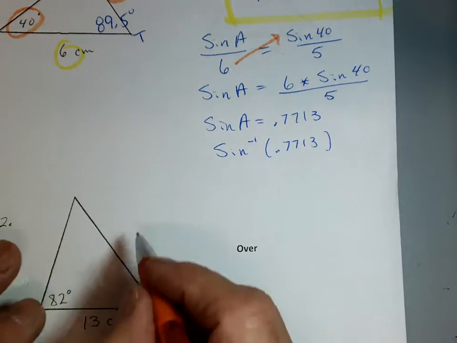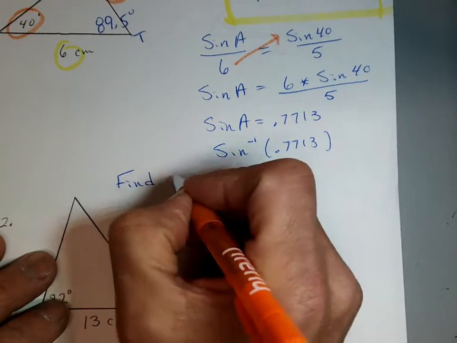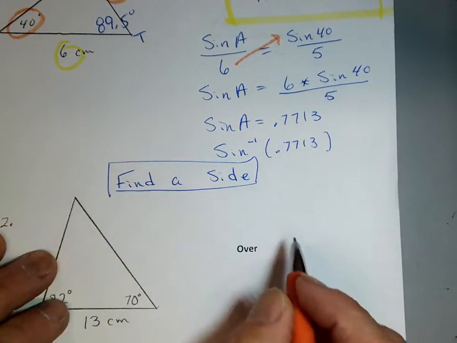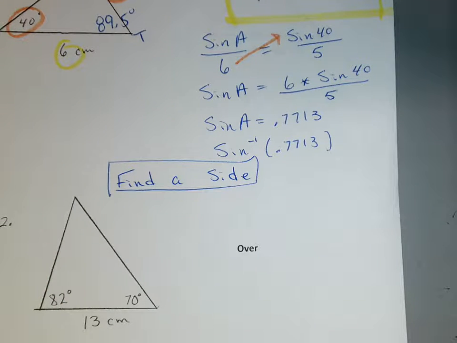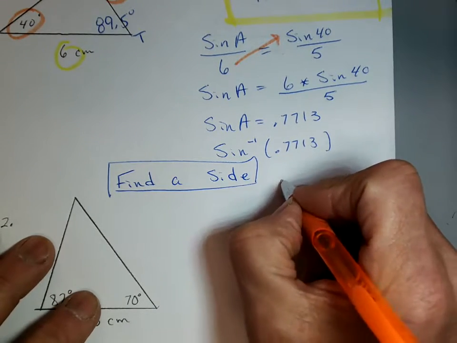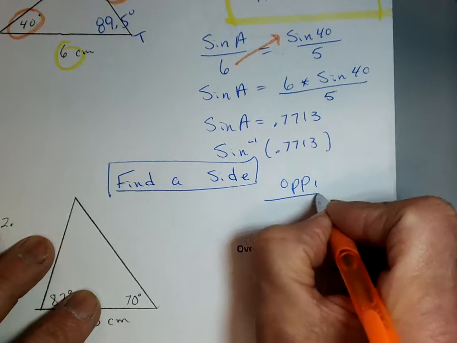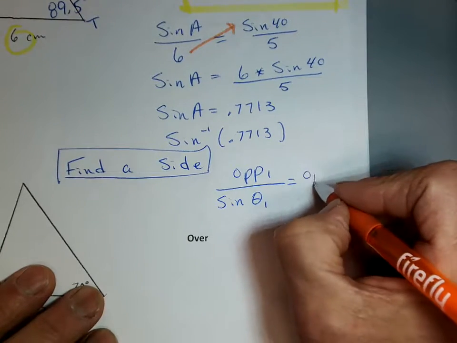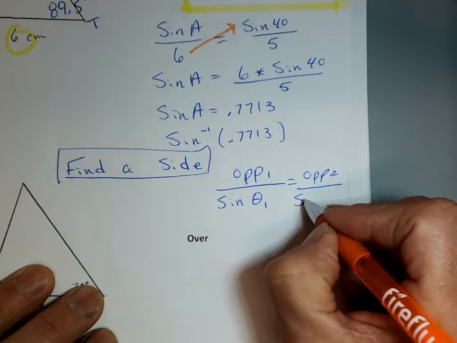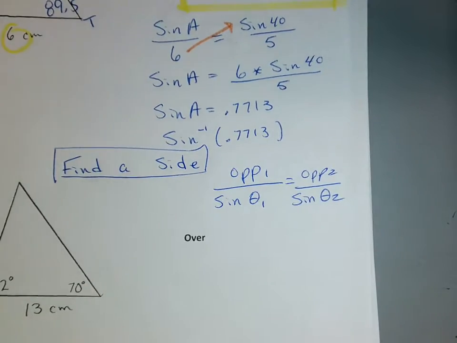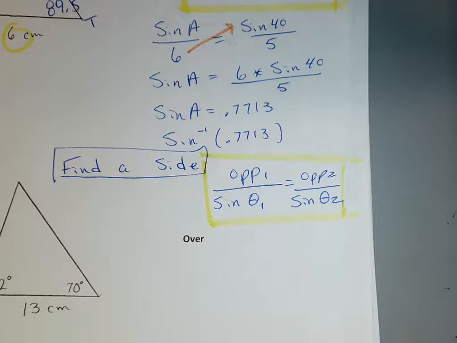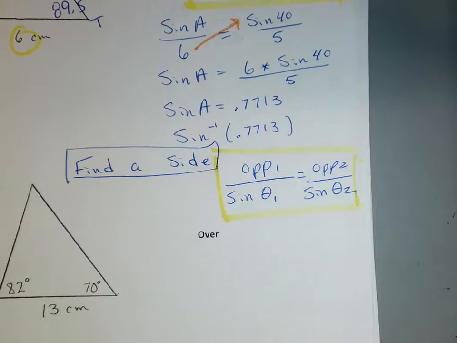So if you want to find a side, it's the same formula, except we put the side on top. Exact same formula. We're going to go opposite 1 over the sine of theta 1 equals opposite 2 over the sine of theta 2. Okay, and I'm going to highlight that. The difference is we just put the sides on top. Okay, it makes it easier to solve. So let's take a look at example 2.